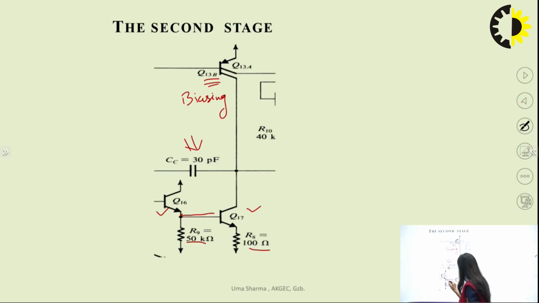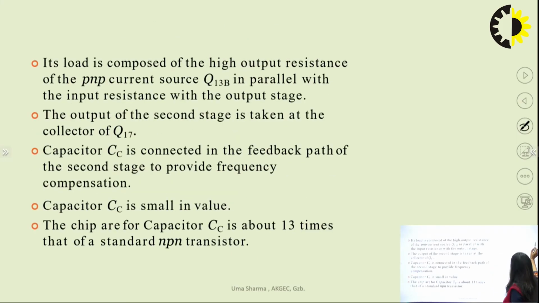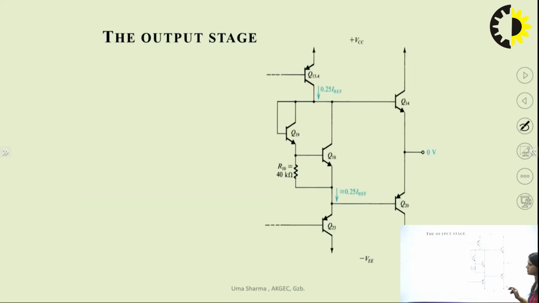The output is taken from this emitter node, and the output transistor which is the Q17 transistor is connected in common emitter configuration, but this is connected in the common collector configuration. So you know that the common collector configuration has a gain of 1, but this transistor will provide the additional gain to the circuit. So this is about the second stage, which is also known as the gain stage of the operational amplifier, and also this stage provides the compensation which is known as frequency compensation.